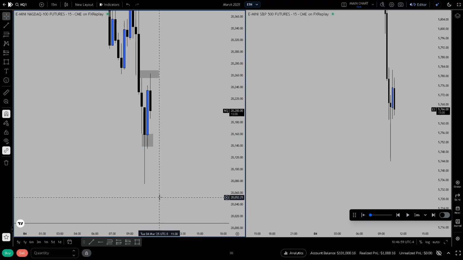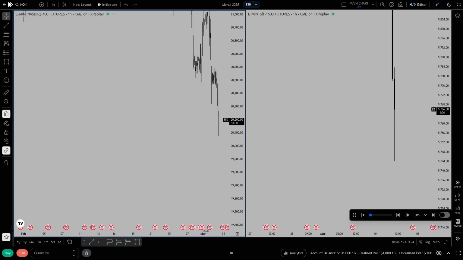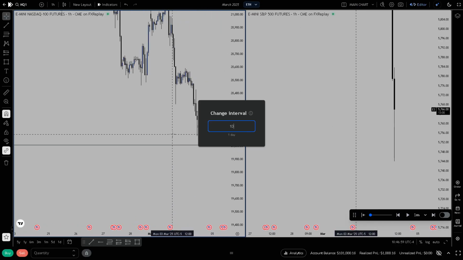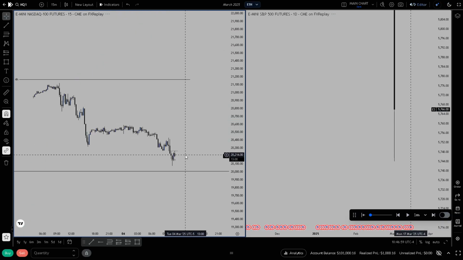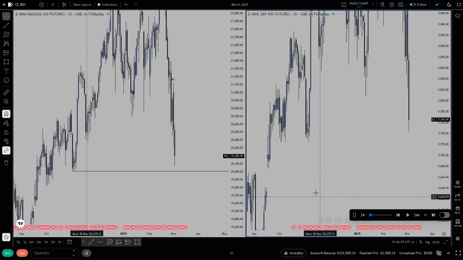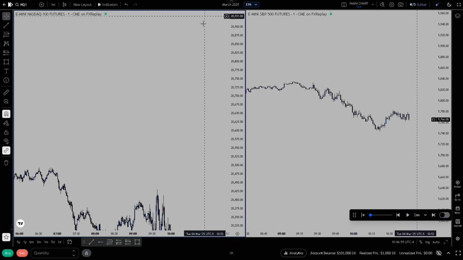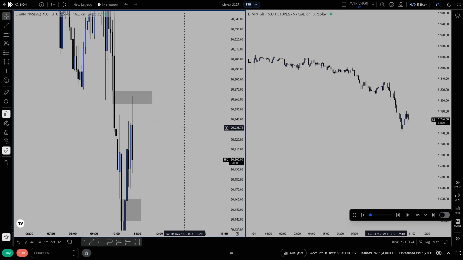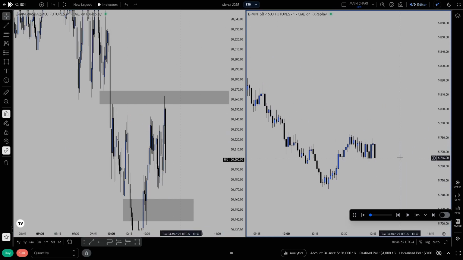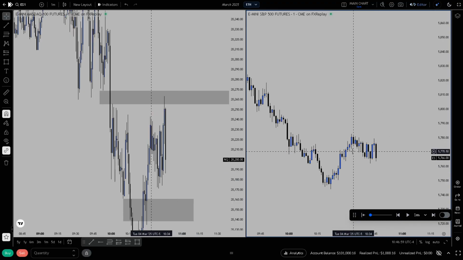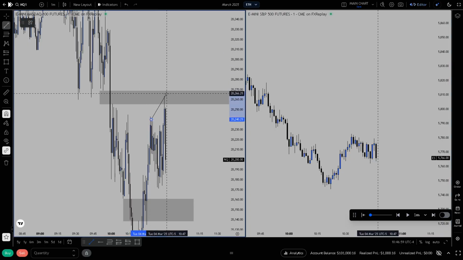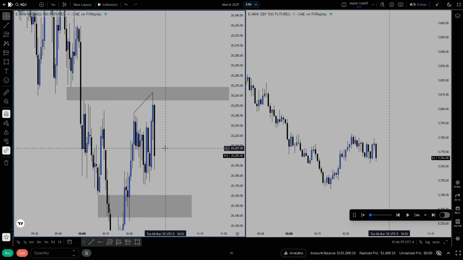I don't mind this, though. Delivery out of a 15-minute. This hourly is rejecting, though, heavily. I think that we're just very close to our sell side target here. ES hasn't taken it out. I don't mind this, to be honest. What are we in macro time as well? And we're SMT'd. SMT delivering off the 5-minute.